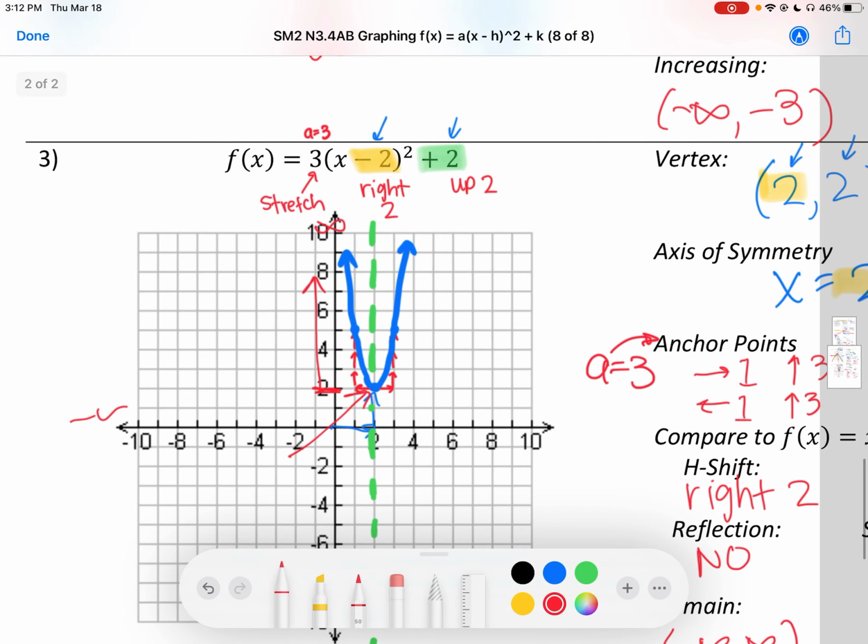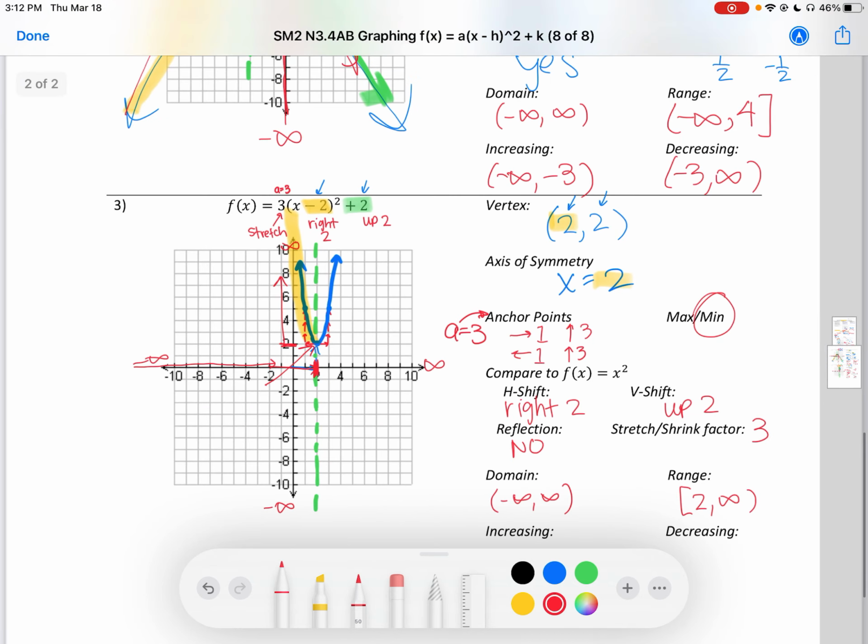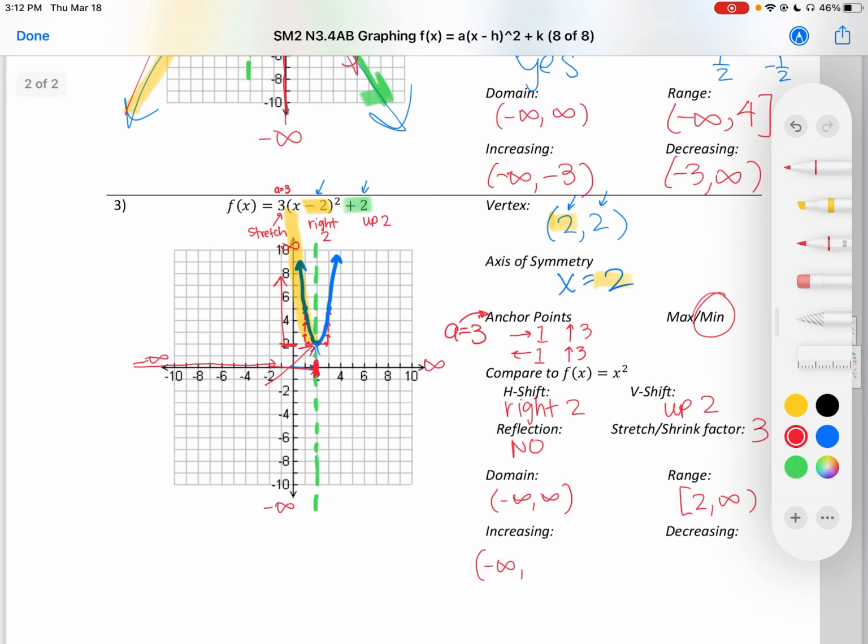Okay, increasing and decreasing. Again, we move on the x-axis from negative infinity to infinity. As I move this way, my graph is decreasing, it's going down. And it's doing that clear until I get to 2 right here. So from negative infinity to 2, my graph is decreasing. And then it's increasing after that. It's going up the rest of the way. So from 2 to infinity, it's increasing.